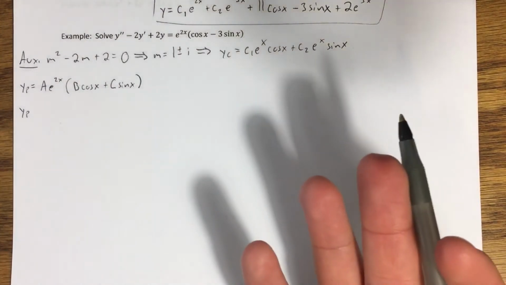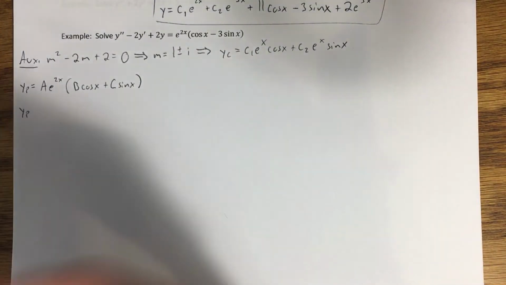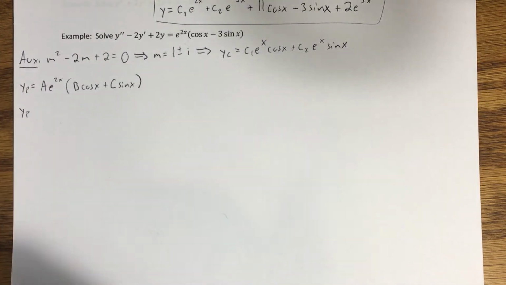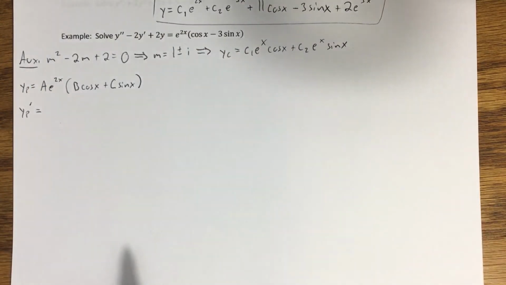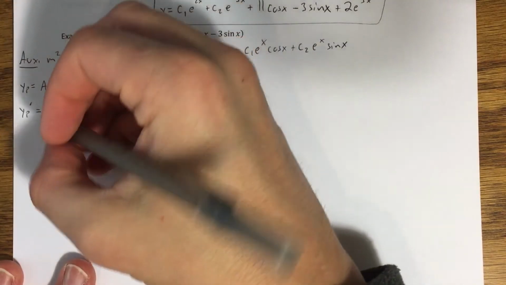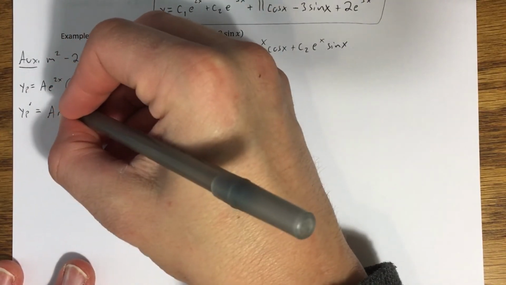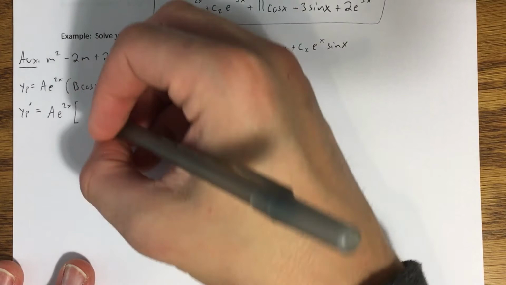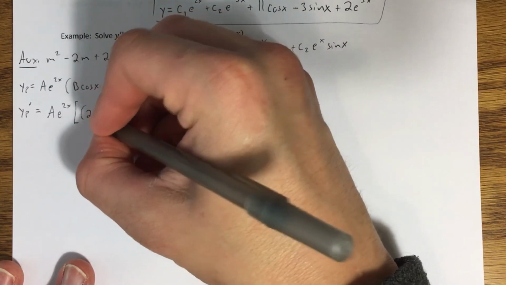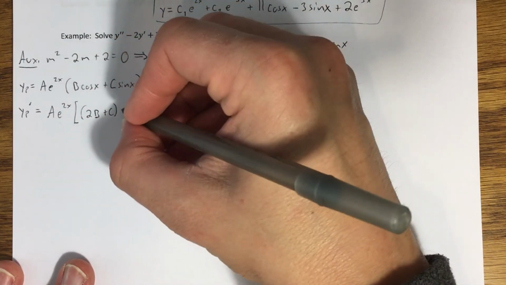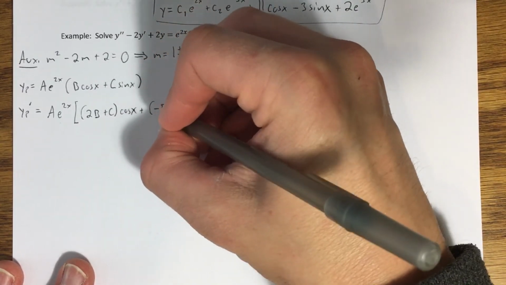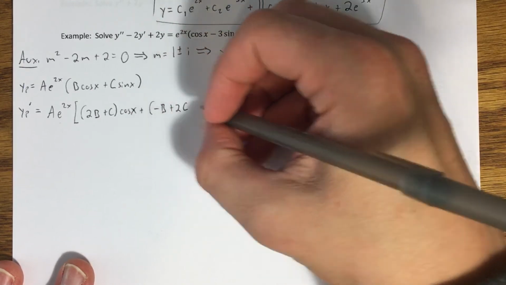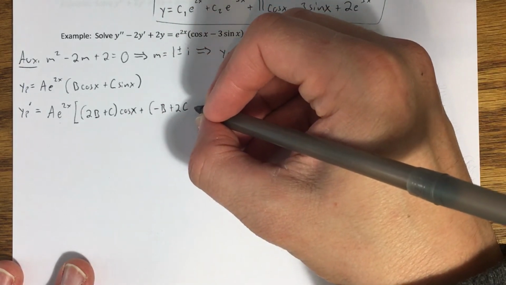We're using the product rule, right? But once you've used the product rule, you then have to simplify by combining like terms. I am going to jump straight to what would happen if you did the product rule, combined all the like terms, and got this thing looking exactly how we want it to look. The derivative will look like this: a e to the 2x times 2b plus c cosine of x plus negative b plus 2c sine of x.